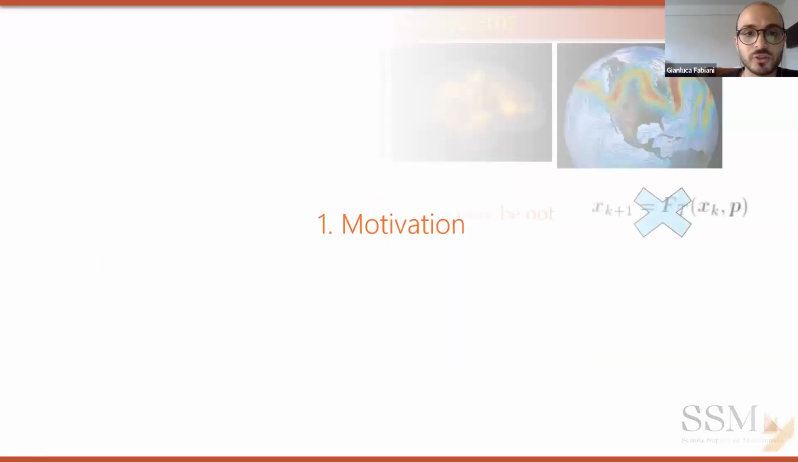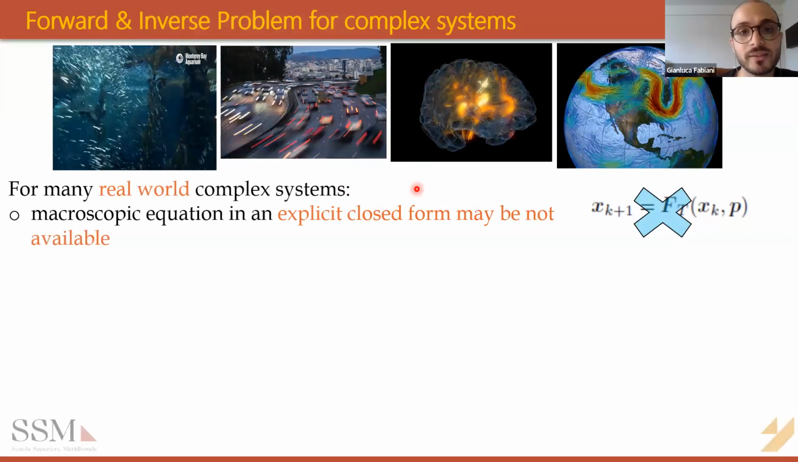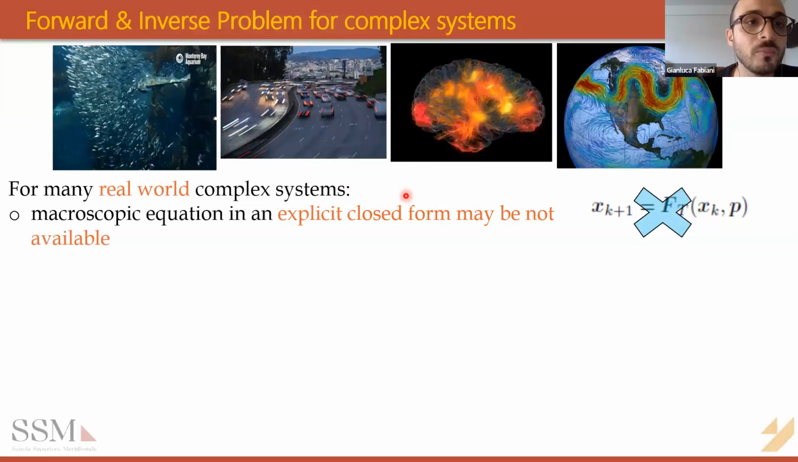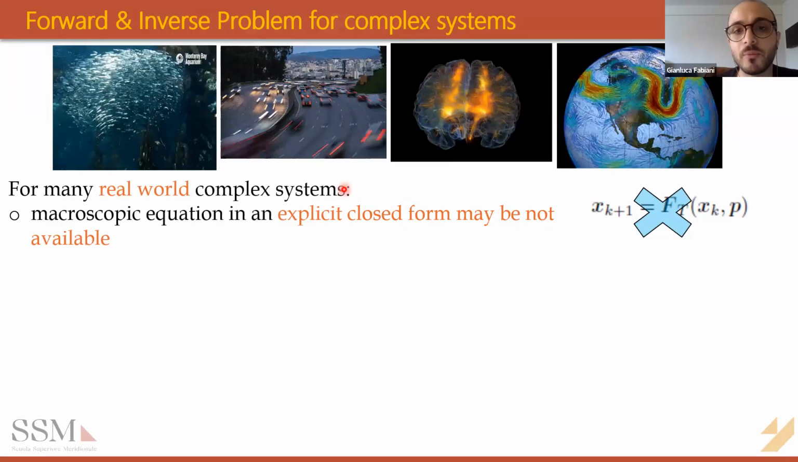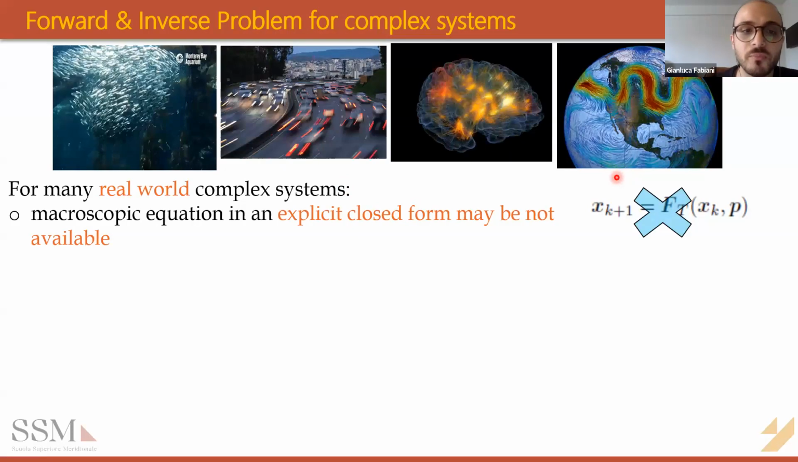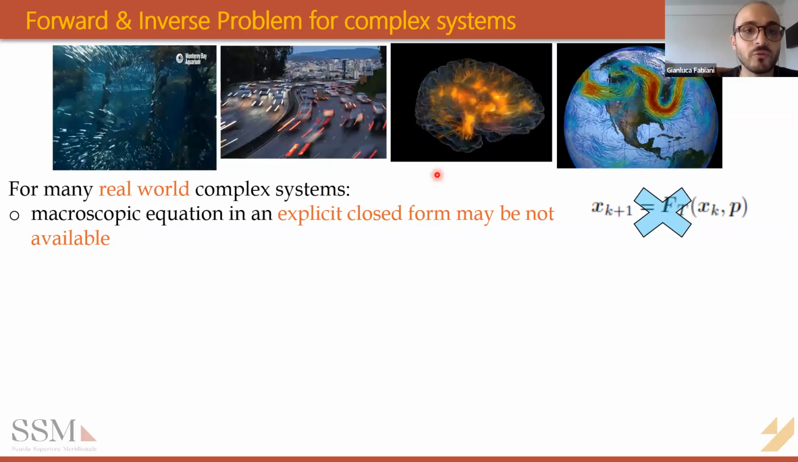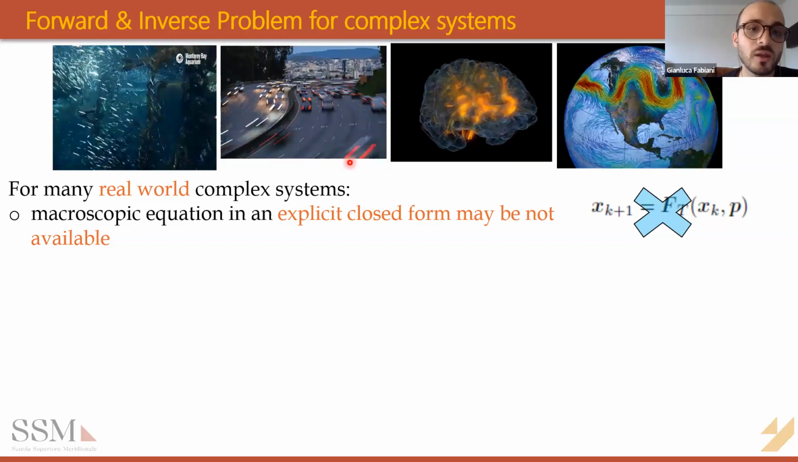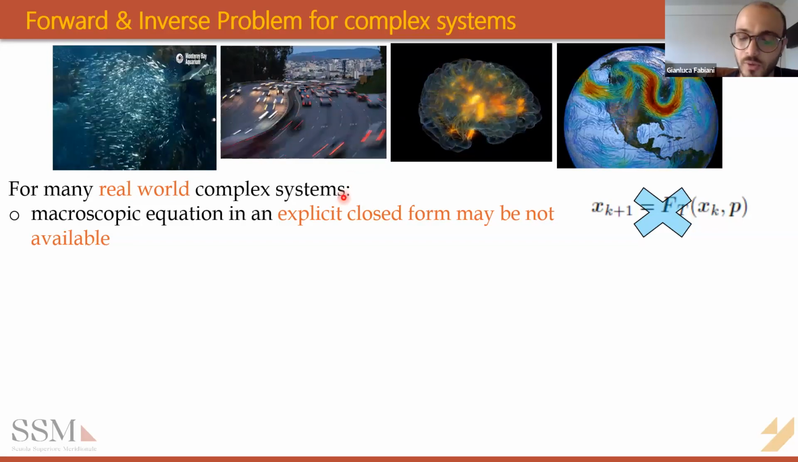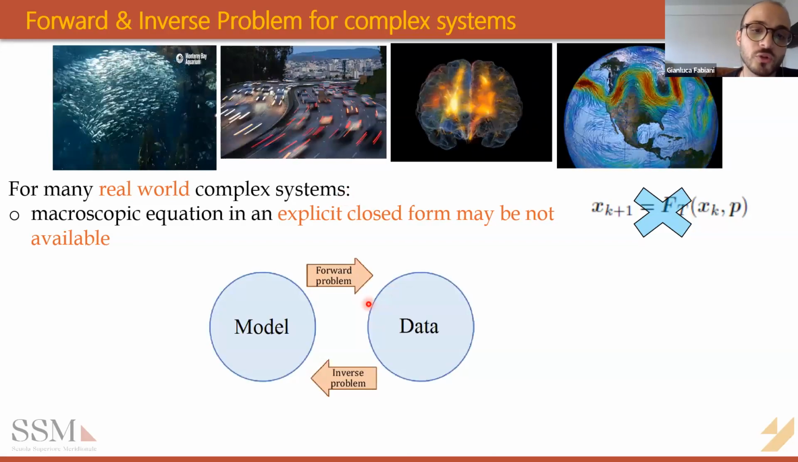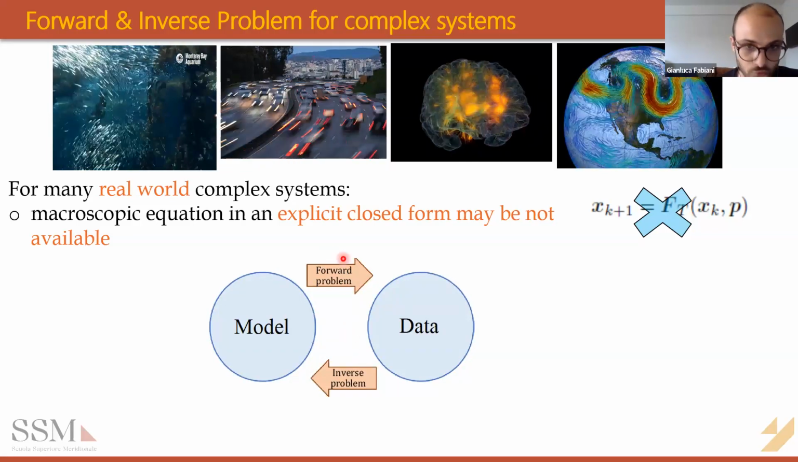So let's start with the motivation. As scientists, we are fascinated by the complexity of the world around us, and complex systems are actually quite everywhere. We can find them in biology, mobility, neuroscience, climate, just to name a few. But the problem is that to describe the emergent behavior of these systems, usually we don't have an explicit closed-form equation available to describe them. So usually what we have to do is solve an inverse problem, which is the opposite of a forward problem, and we are interested in both. These are two sides of the same coin.